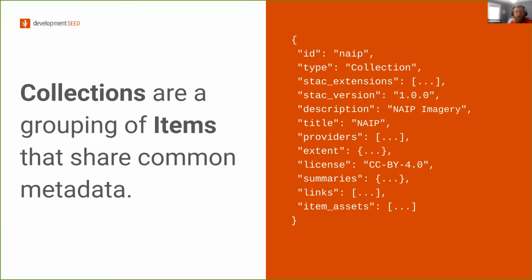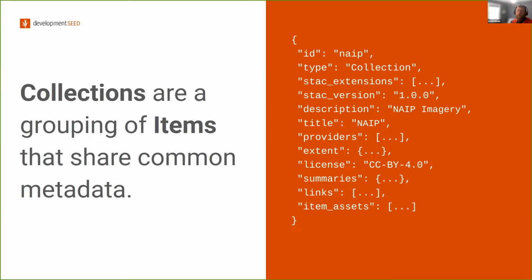So again, STAC is built on JSON. And so a collection is going to have an ID, a type, and different extensions, which are standard ways to describe different types. EO cloud cover is a common STAC extension, where EO is a standard way to represent Earth observations. Then description, title, providers, where does this data come from? What is the spatial and temporal extent of all the items?